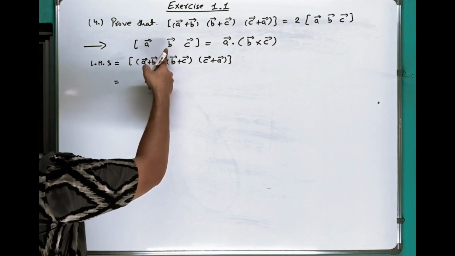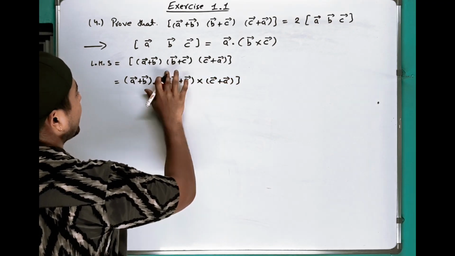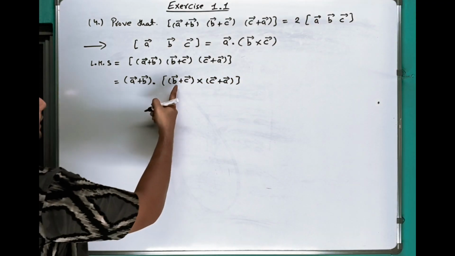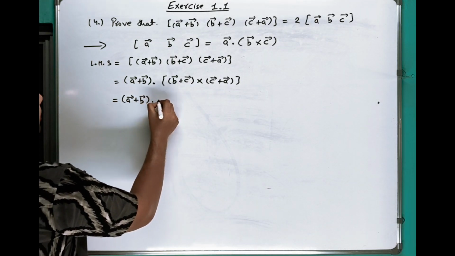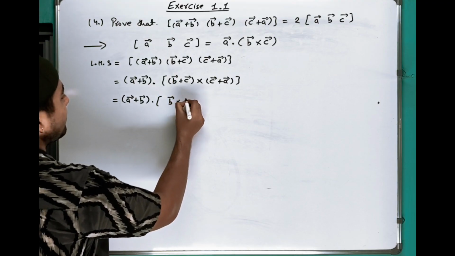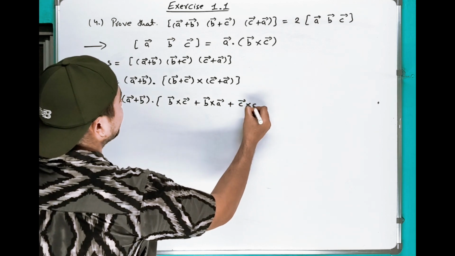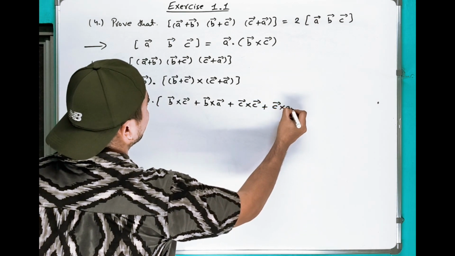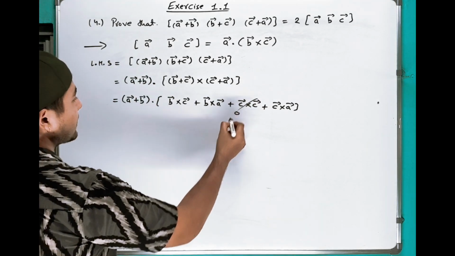So we will write this in terms of the dot and cross product. It will become (a bar plus b bar) dot product of (b bar plus c bar) cross (c bar plus a bar). So let us simplify this. It will become (a bar plus b bar) dot (b bar cross c bar plus b bar cross a bar plus c bar cross c bar plus c bar cross a bar). We know that the cross product of the same vector is always 0, so this term is equal to 0.